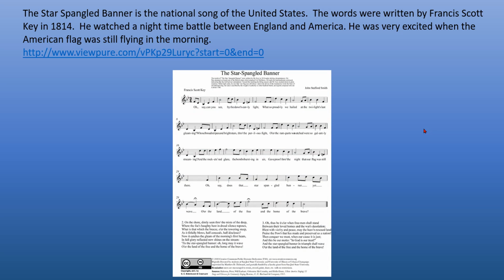The Star-Spangled Banner is the national song or the national anthem of the United States. The words were written by Francis Scott Key in 1814. He watched a nighttime battle between England and America. He was very excited when the American flag was still flying in the morning. And there's a video that will play that song, the Star-Spangled Banner.